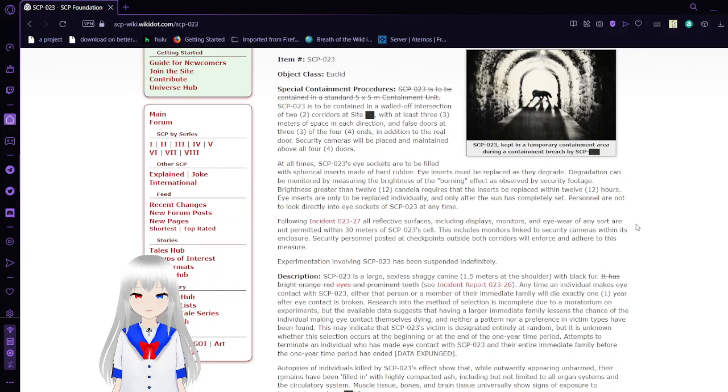At all times, SCP-23's eye sockets are to be filled with spherical inserts made of hard rubber. Eye inserts must be replaced as they degrade. The degradation can be monitored by measuring the brightness of the burning effect as observed on security footage. Brightness greater than 12 candela requires that the inserts be replaced within 12 hours. Eye inserts are only to be replaced individually and only after the sun has completely set. Personnel are not to look directly into the eye sockets of SCP-23 at any time.